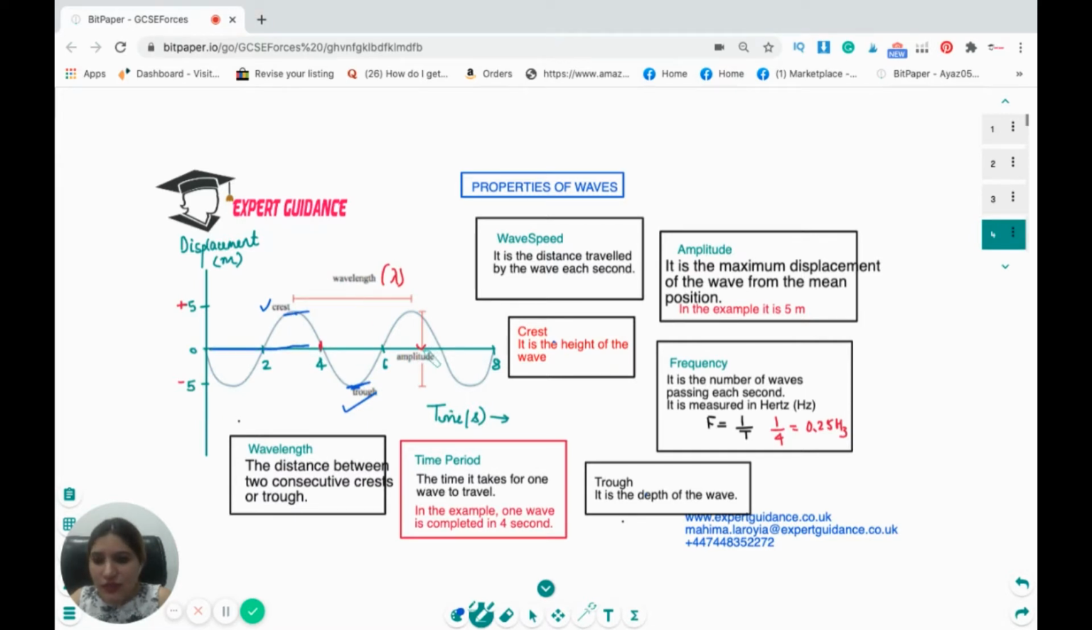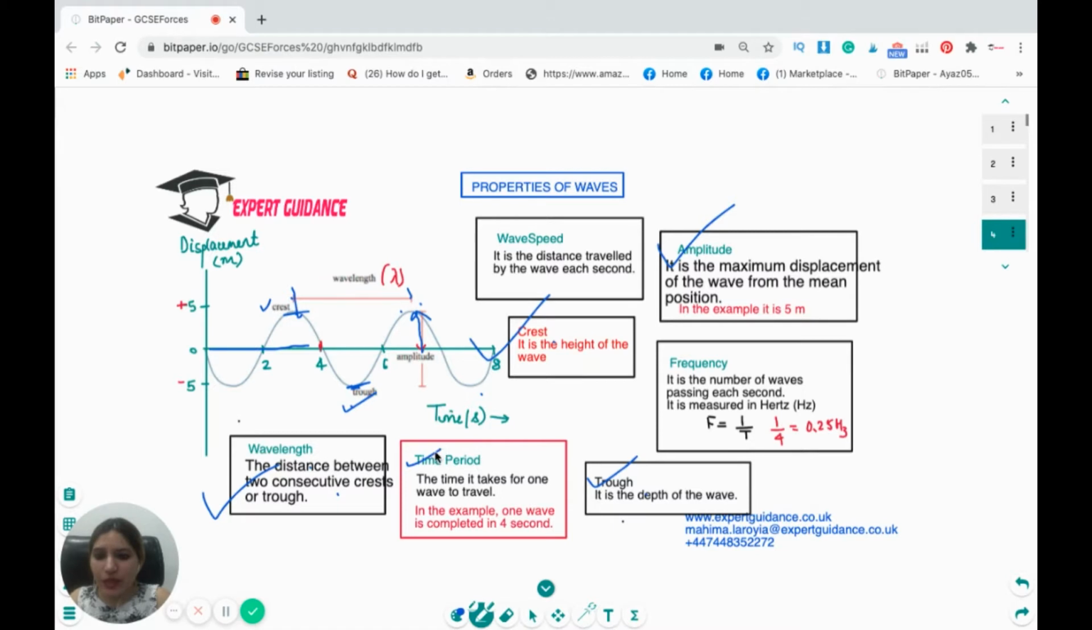Now, the distance from the mean position to the highest point in the wave, or the maximum displacement of the wave from the mean position, is known as amplitude. And if we look at this wave, the amplitude is 5 meters. So you should know amplitude is the maximum displacement of the wave from the mean position. Crest is the height of the wave, trough is the depression of the wave. Now, the distance between 2 consecutive crests, or the distance between 2 consecutive troughs, is the wavelength. So in this case, from here to here, we have a wavelength.